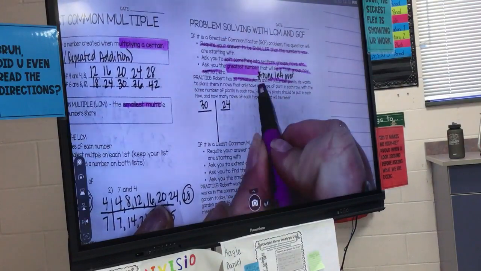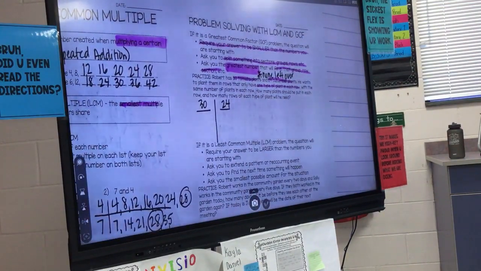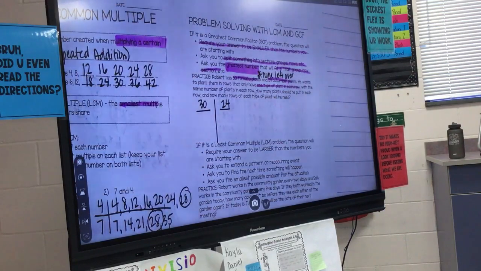So he only wants one type of plant in each row. So those of you who told me that there are 6 rows, you are wrong. You are 100% wrong, because what we just highlighted tells me that it's more than just 6. Okay? You've got to be careful. And this is how we miss really easy questions on EOGs and benchmarks and quizzes and tests, because we're not answering questions. We're just trying to find the basics.